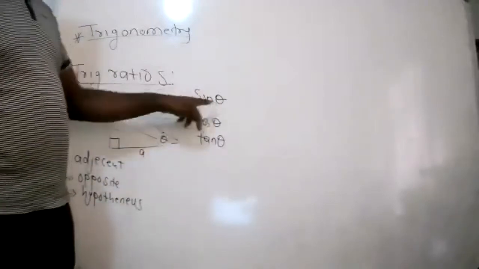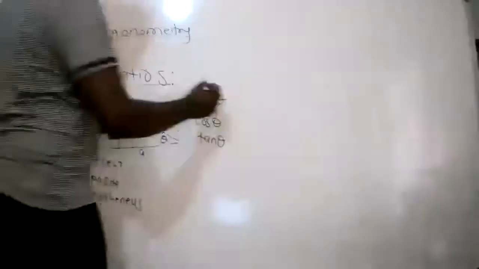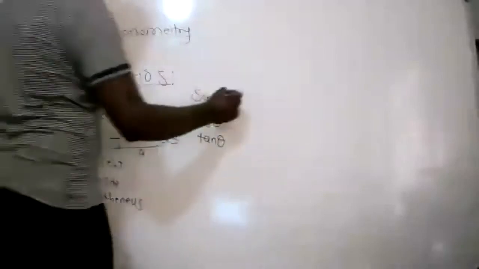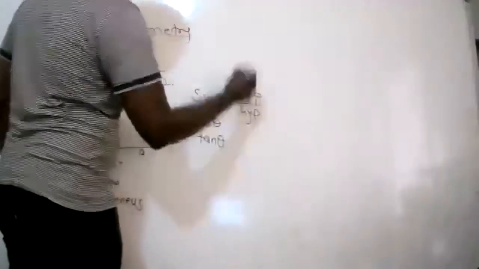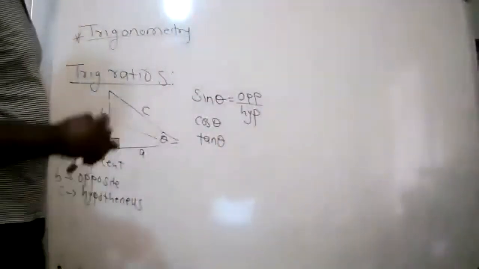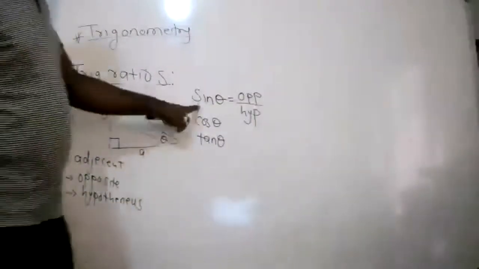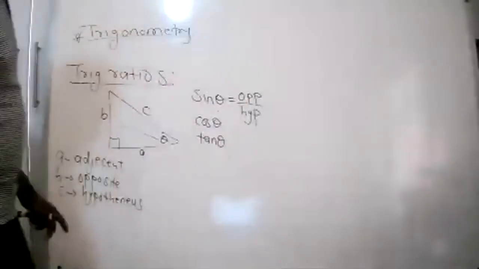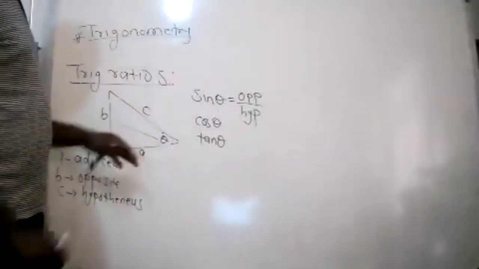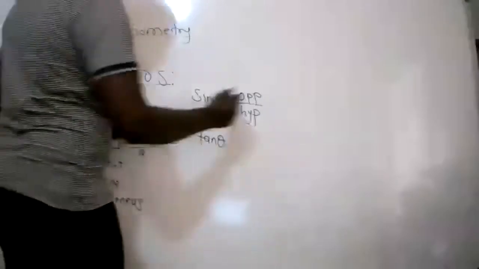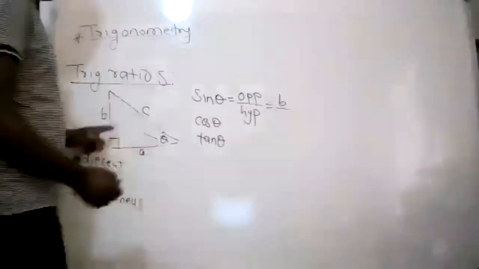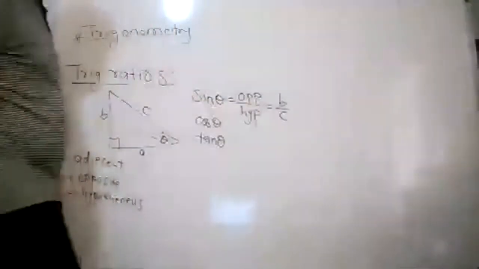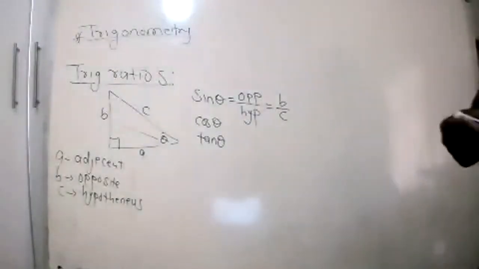So the sine theta, we can write it in terms of fraction. Sine theta at all times is given as the opposite side divided by the hypotenuse. You must remember this because it doesn't change. Sine theta is equal to opposite over hypotenuse. On this question, you will see that the opposite side is B, divided by the hypotenuse side, which is C. So that is important information which you must take note of.